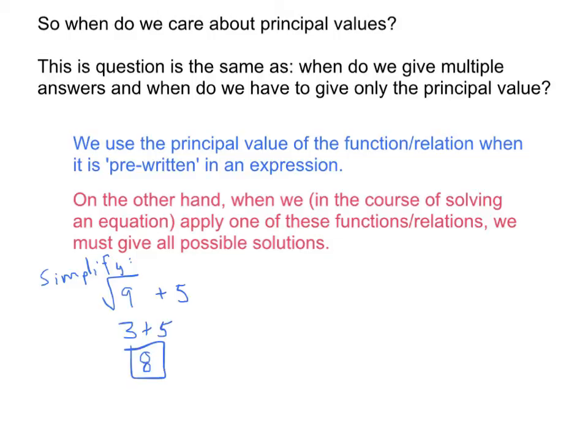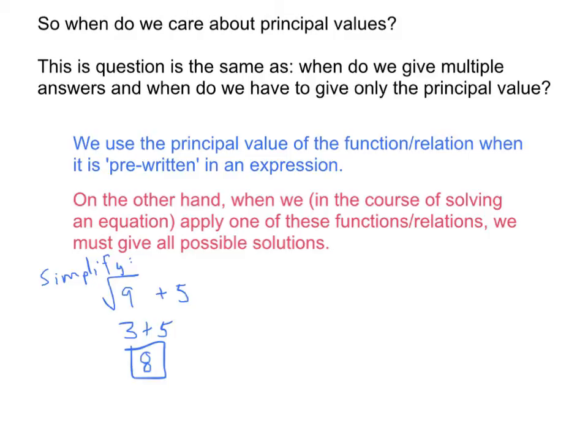And some people might object, well, don't we want to say negative 3? If they meant negative 3, they would have put a negative sign here. If they wanted plus or minus, they could have put plus or minus there. The reality is when the problem writer here wrote the square root of 9, they wanted you to use only 3.